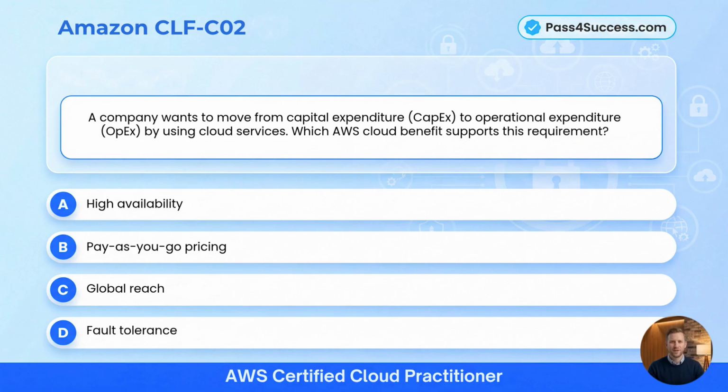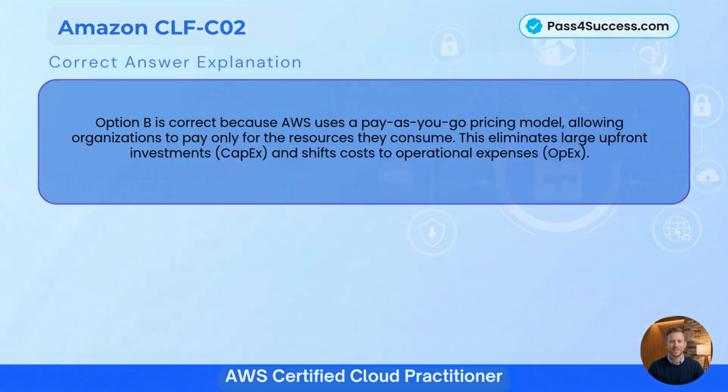Question number 1. A company wants to move from capital expenditure, CapEx, to operational expenditure, OpEx, by using cloud services. Which AWS cloud benefit supports this requirement? Option A, high availability. Option B, pay-as-you-go pricing. Option C, global reach. Option D, fault tolerance. Option B is correct because AWS uses a pay-as-you-go pricing model, allowing organizations to pay only for the resources they consume. This eliminates large upfront investments, CapEx, and shifts cost to operational expenses, OpEx.